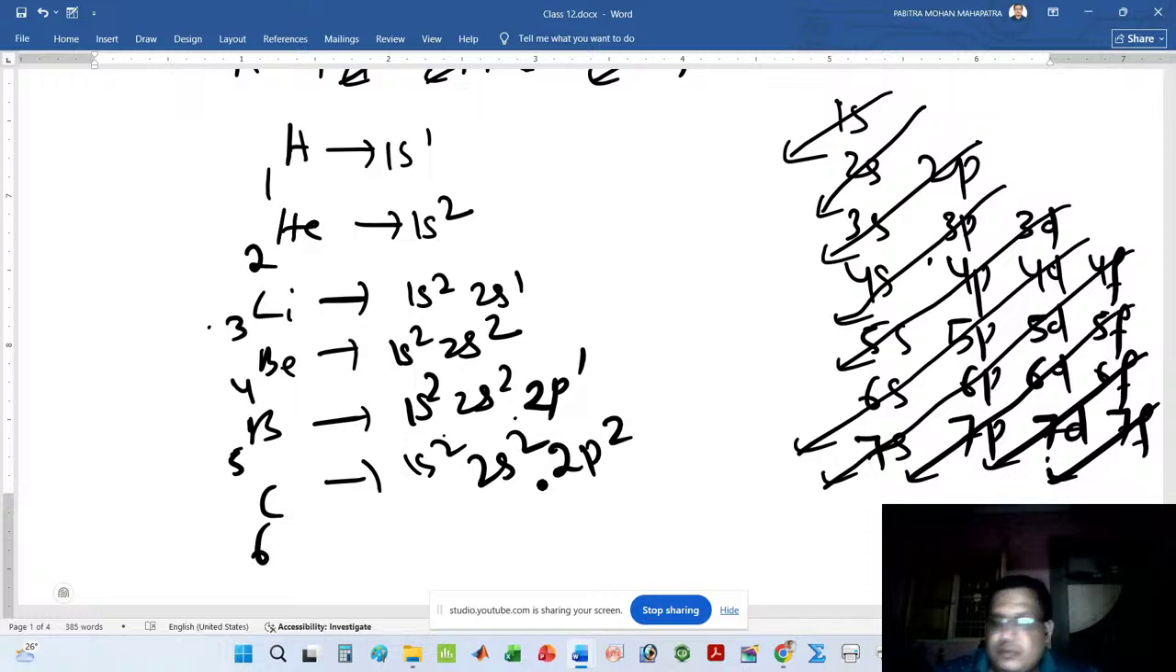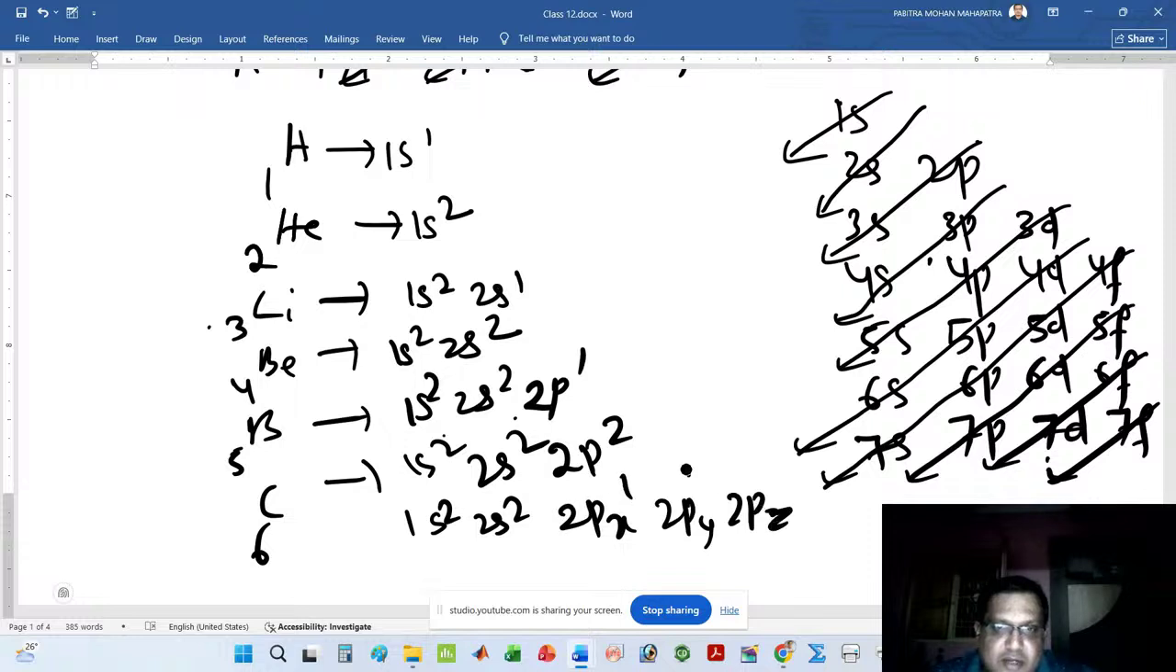2p2. If you want to draw the electron configuration in terms of orbitals, then I can write 1s2, 2s2, 2px, 2py, 2pz. Give 1, 1. 2pz is 0. You cannot try. As your choice, you may write it or not. This is the atomic electron configuration of carbon.